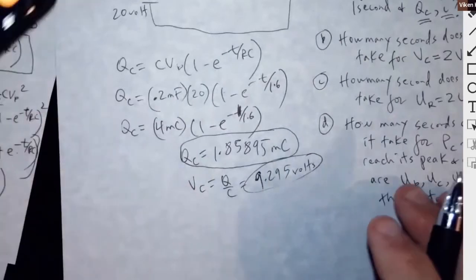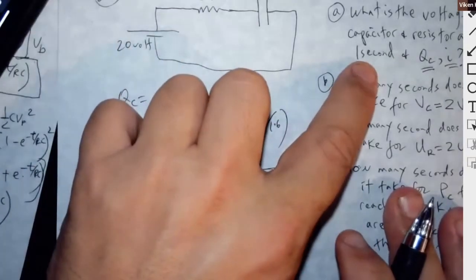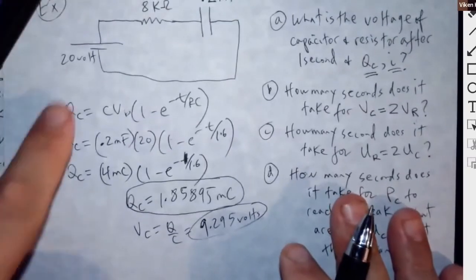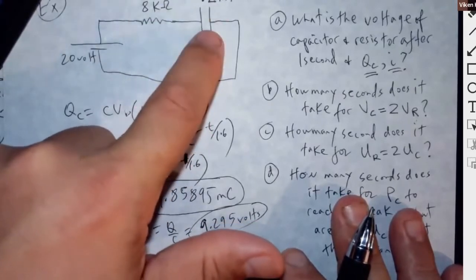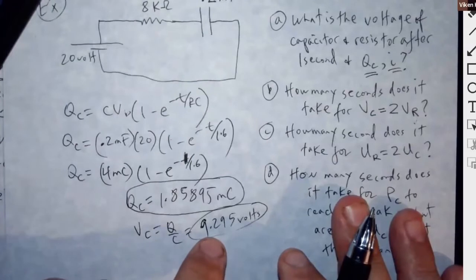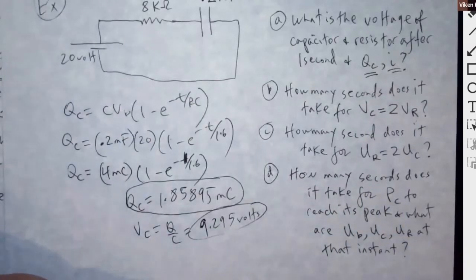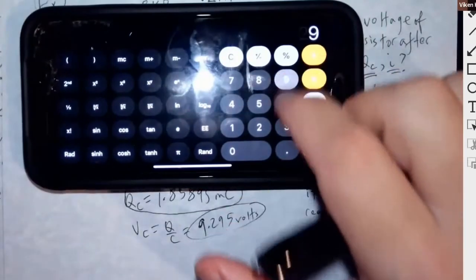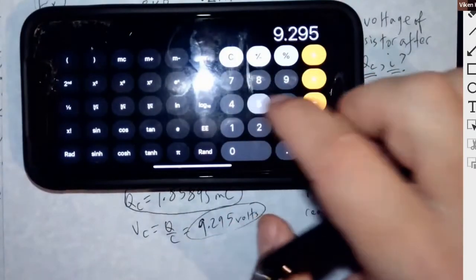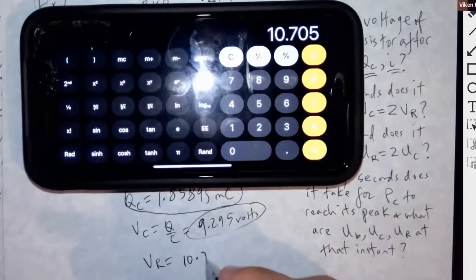Okay. Now, I guess I could kind of cheat and say, okay, I know that these two are in series, so whatever voltage this guy has, this guy is going to have the opposite voltage, right? They have to add up to 20. All right, let's just do it that way. So 20 minus 9.295. So then the voltage of the resistor is going to be 10.705.